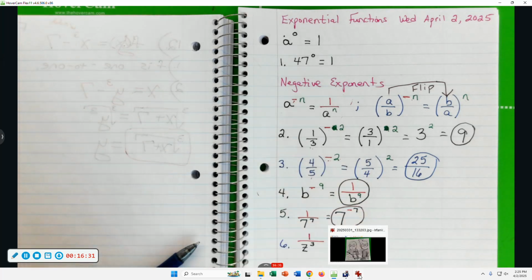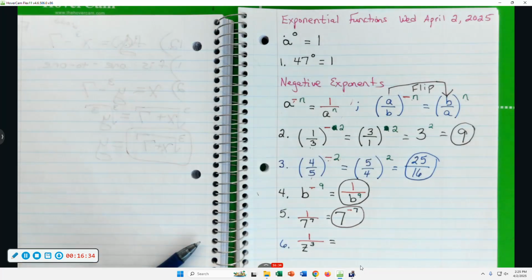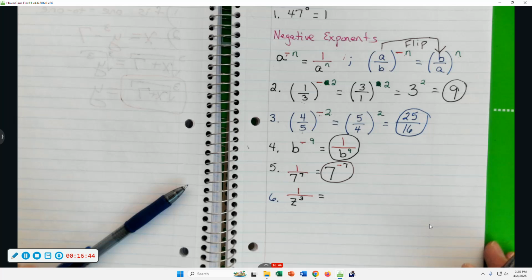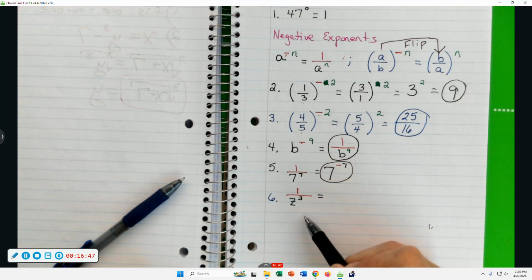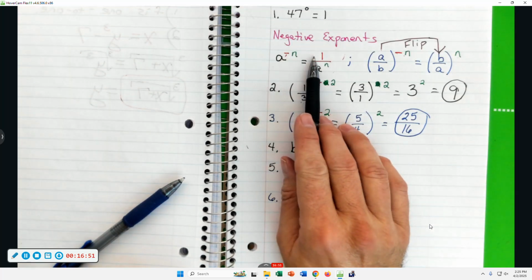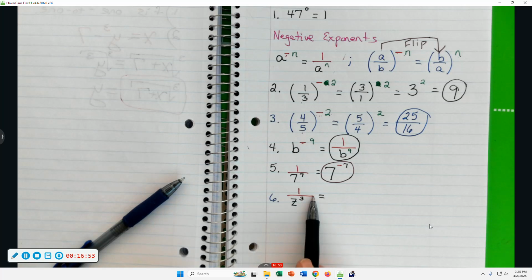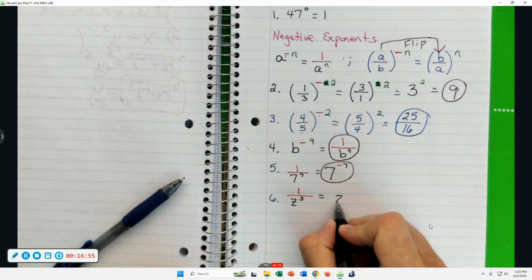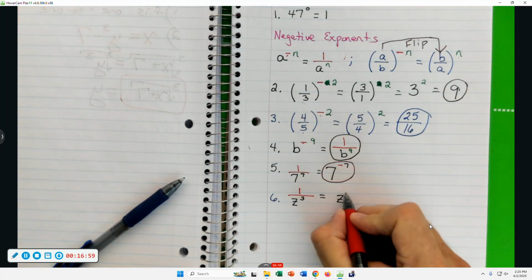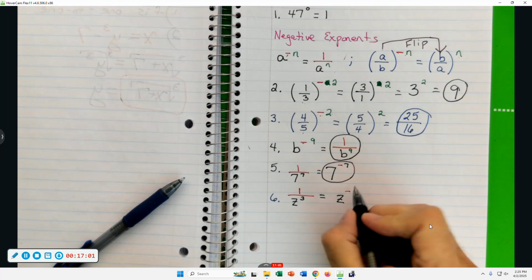Is this hard or not too hard? What do y'all think? Not too hard, just different. So 1 over z to the third. How am I going to write it? With a negative exponent. Well, a negative exponent means 1 over, so I'm going to drop the 1 over and write z to the negative 3 power. Good.